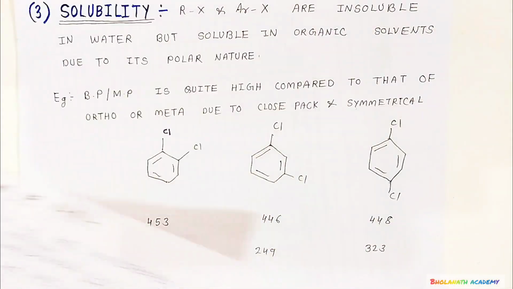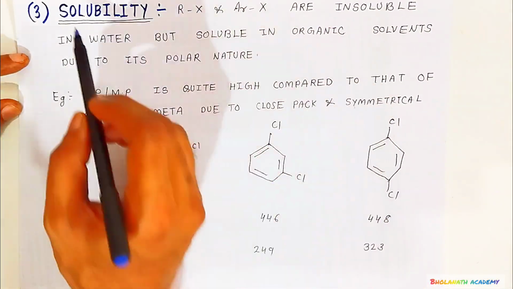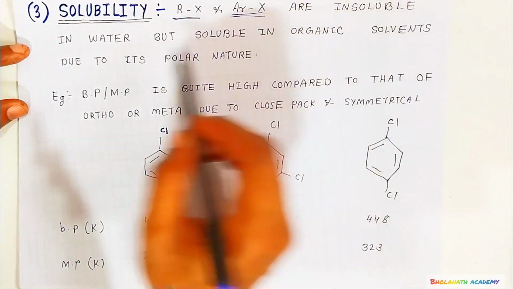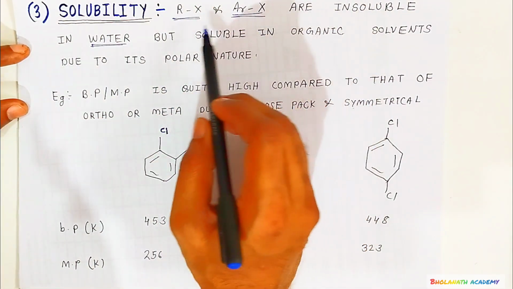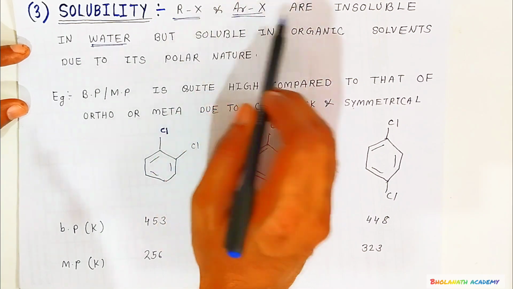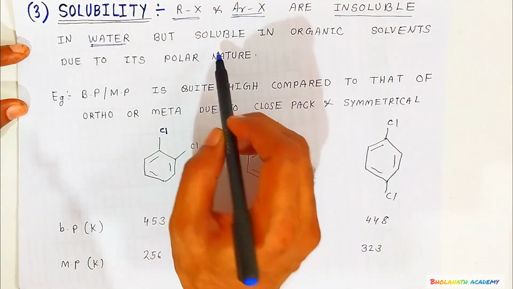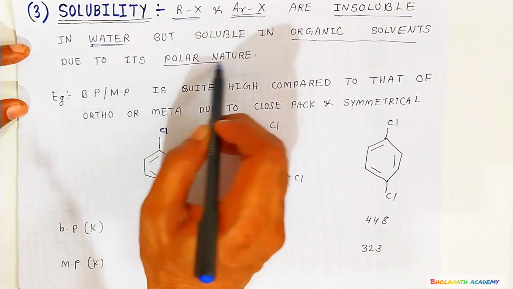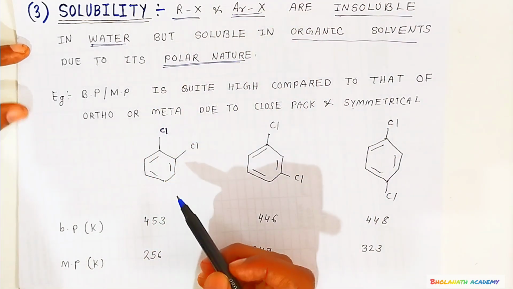Now students, the third physical property of alkyl halide we are going to see is called solubility. Alkyl halide and aryl halide are insoluble in water. Understanding, students? Mind well, these 2 molecules, alkyl halide and aryl halide, are insoluble in water but soluble in organic solvents. Why? Because of the polar nature. Understanding, students? Because of the polarity.